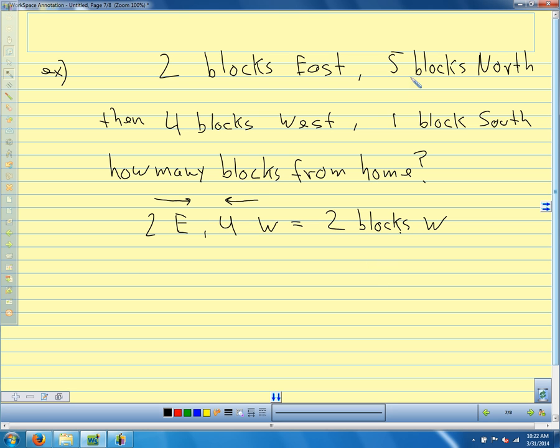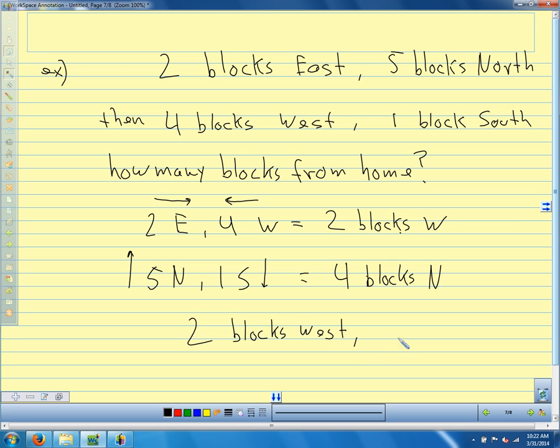And then 5 blocks north, 1 south. So 5 blocks north, I'm going 5 up. We can think of it that way, and 1 down. So where do we end up? 4 north. So we end up 2 blocks west, 4 blocks north of home.